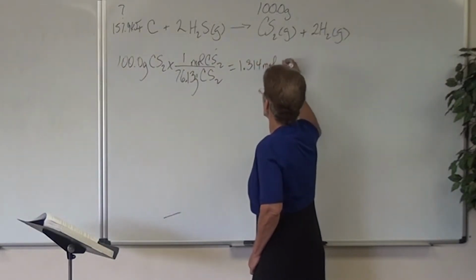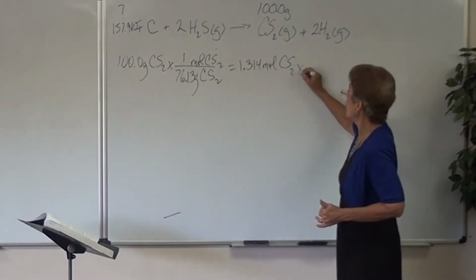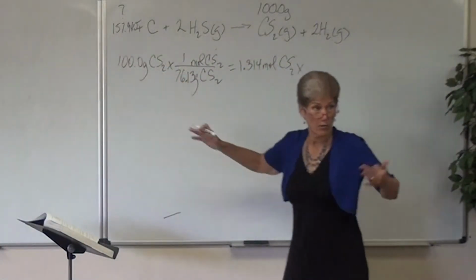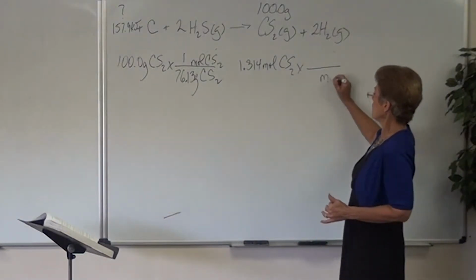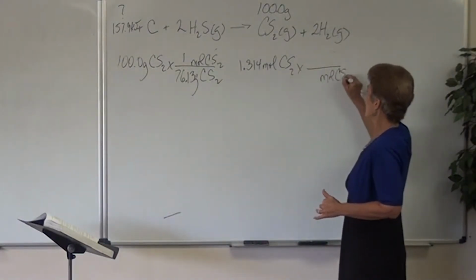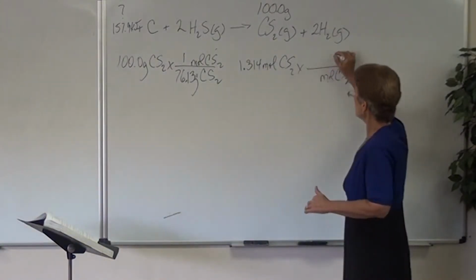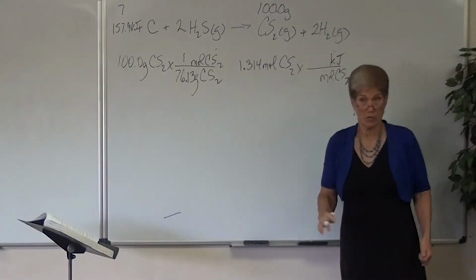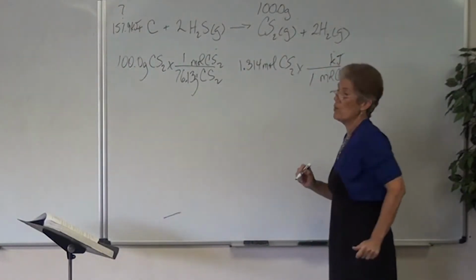1.314 moles of CS2. Now, we're going to go across the mole bridge, from here to here, right? When we do this, we've got the moles of whatever, because this has to go here. And we're trying to get to the kilojoules, aren't we? That's where we're going. There's a 1 here, so there has to be a 1 here.